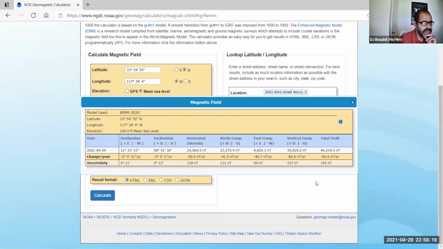Now it's giving me the magnetic field. The total magnetic field on the 29th of April of the year 2021 is 46,000 nanoteslas. Nanotesla is 10 to the negative 9. So it's 46 microteslas. So that is the point I was saying earlier. The magnetic field is not that strong.